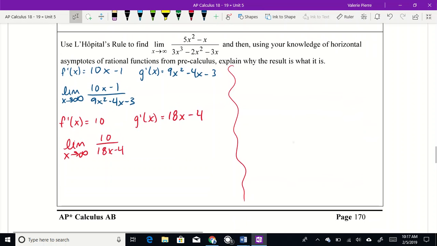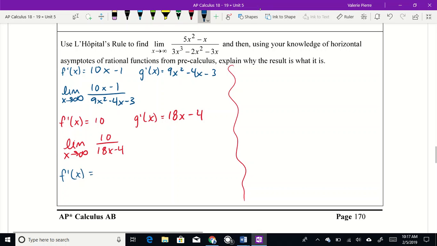So we have a few options here. We can stop here and just apply what we know about what happens when the denominator is the only part of our fraction that has a variable. Or we could take L'Hopital's rule once again. Both options will lead us to the same destination. So if we take L'Hopital's rule once again, we get that the derivative of the numerator is 0, and the derivative of the denominator is 18. So the limit as x approaches infinity of 0 over 18 is equal to 0.